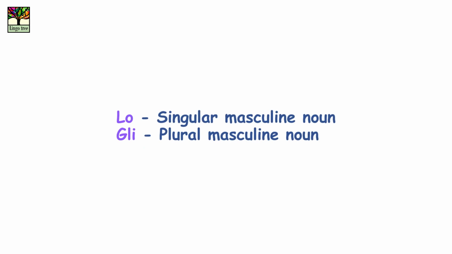Well done. You are doing great. Now you have learned that for singular masculine nouns that start with the consonant letters x, y, z, gn, ps, s, we use the article, lo. And for plural masculine nouns that start with these same consonant letters, we use the article, gli.